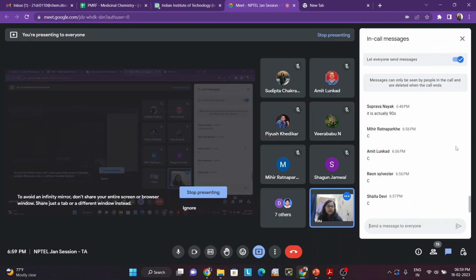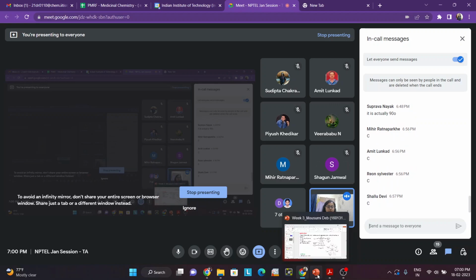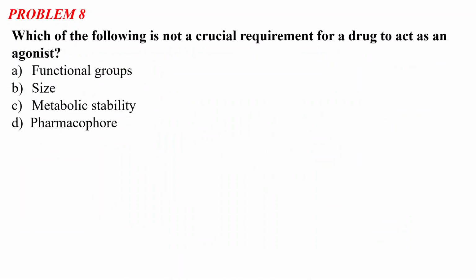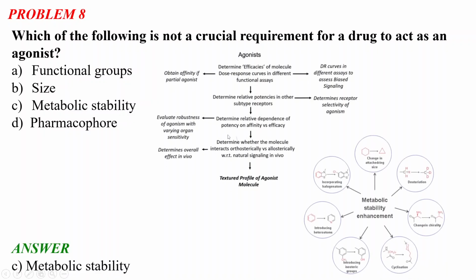Somebody has raised a hand, so if you have any query, you can write in the chat box. If you don't understand this problem or this answer, you can write in the chat box. So quickly we will move to our next problem.